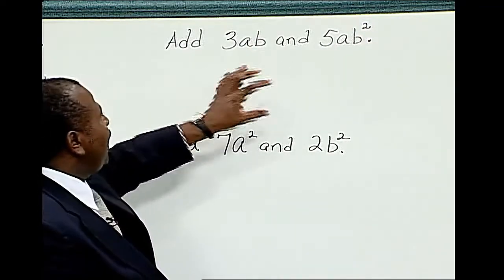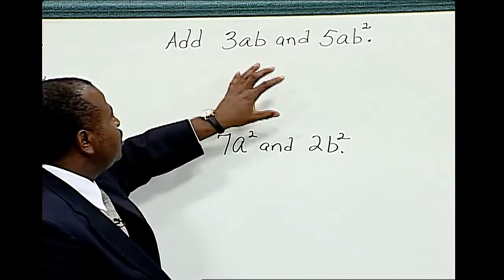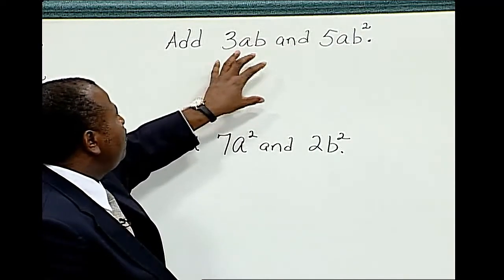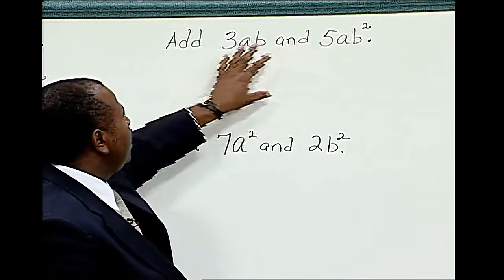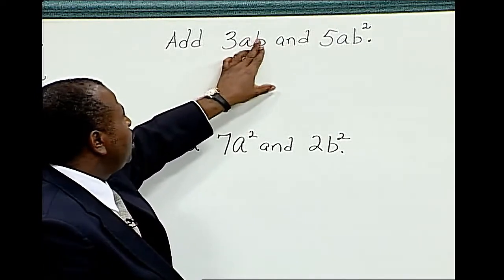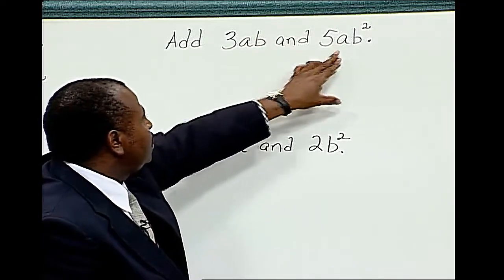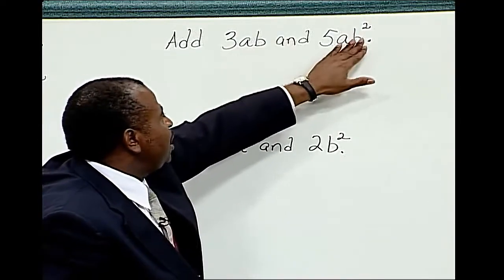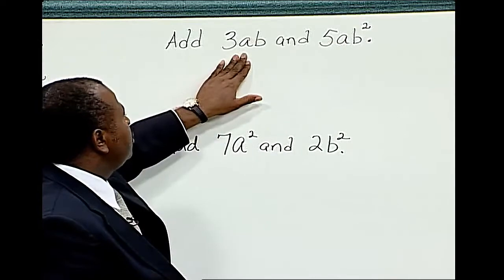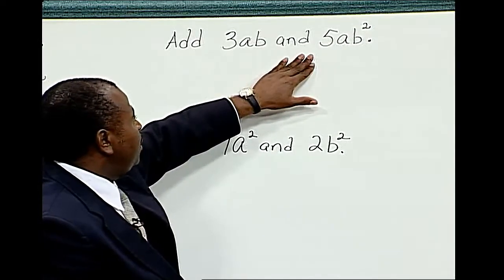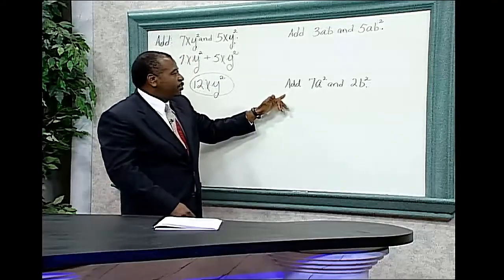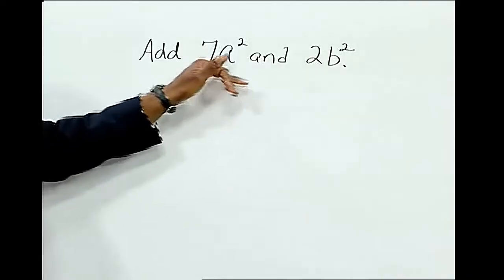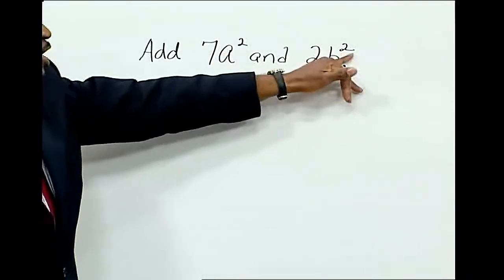And the only way you can add algebraic expressions is if you have variables that are alike, and the variables also must be raised to the same power. So therefore, 3ab and 5ab to the second power are unlike terms, and they cannot be added. Let's go to example 3. 7a to the second power and 2b to the second power.